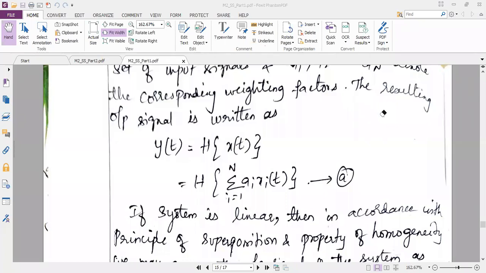Up to this, any doubts, anybody? Are you getting the flow of the derivation? Yes or no? Yes, ma'am.